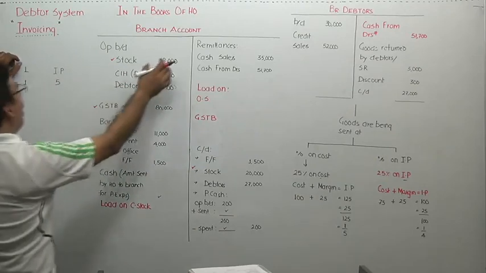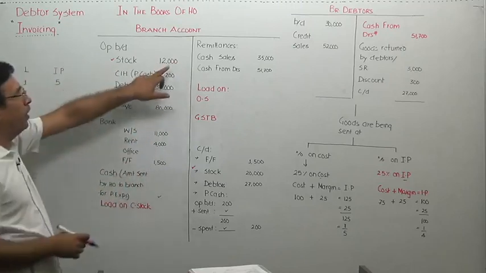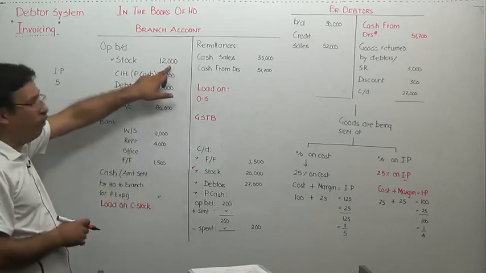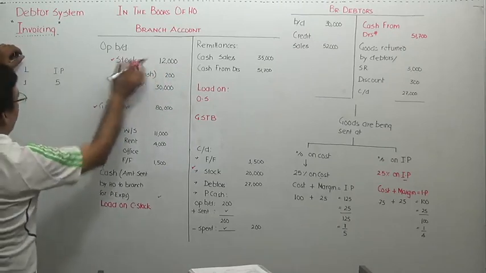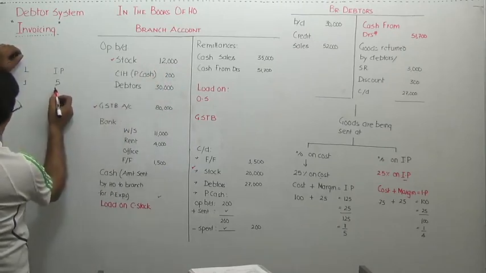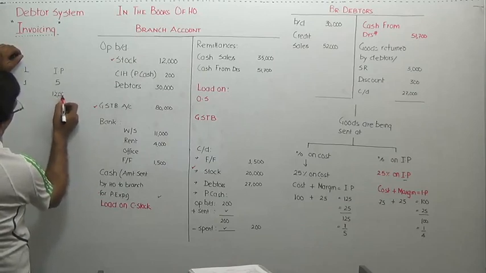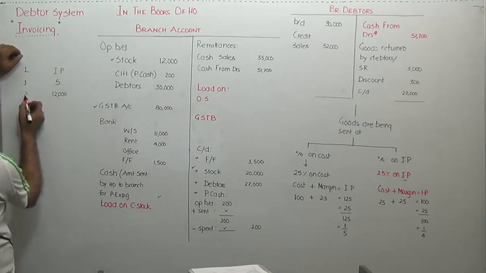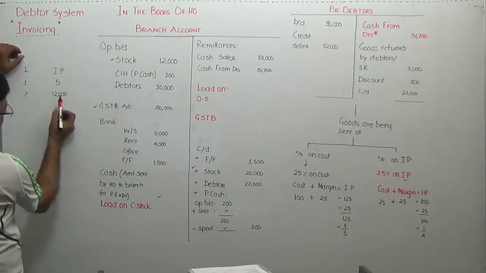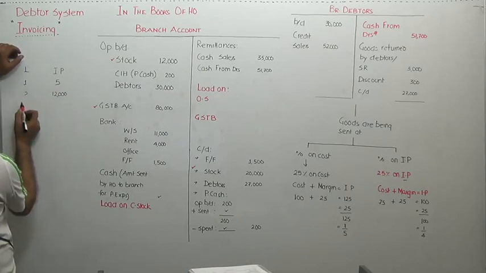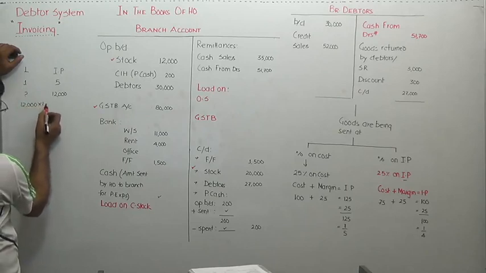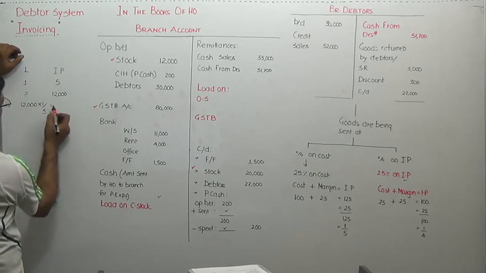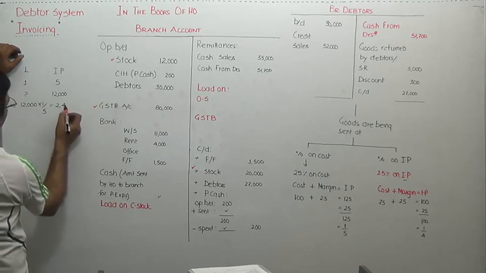Now suppose I want to compute the load element of opening stock, what I am supposed to do. This is at invoice price, so below invoice price, I will write 12,000. Correct? If 5 is the invoice price, 1 is the loading. If 12,000 is the invoice price, what is the loading? That is 12,000 into 1 divided by 5, which is equal to 2,400.